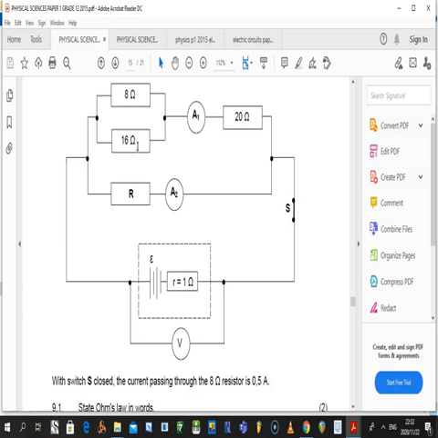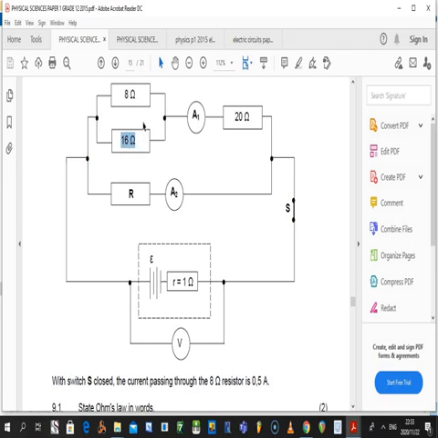So the voltage passing through here is the voltage passing through there. So you've got the resistance here and you've got the current here for this resistor. So using V equals I times R, we can get the voltage passing through here. And once we've got the voltage passing through here, we've got the resistance as well. We can calculate the current passing through this resistor.